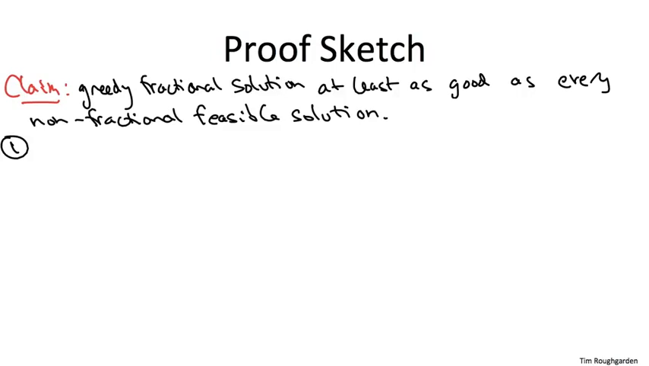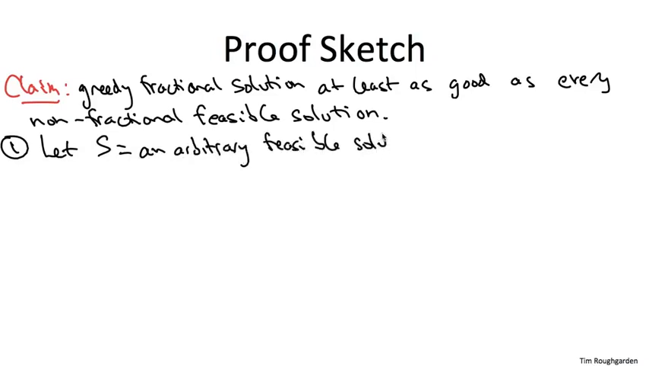I'll leave it as an exercise to you to fill in the details, but it's really very similar to our proof of optimality for the greedy algorithm for why sorting by ratios minimizes the weighted sum of completion times of a bunch of jobs on a single machine. So how should we proceed? We have to prove that the greedy fractional solution is as good as every feasible solution, every non-fractional solution. So fix such a solution, call it S.